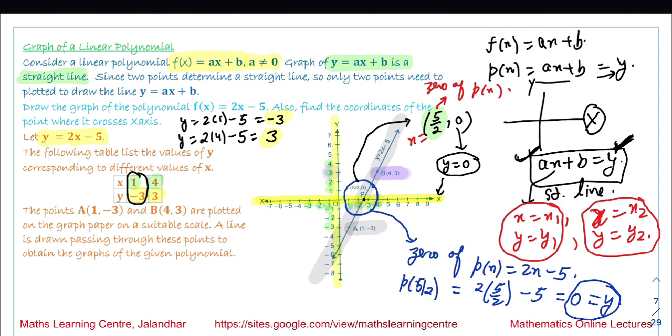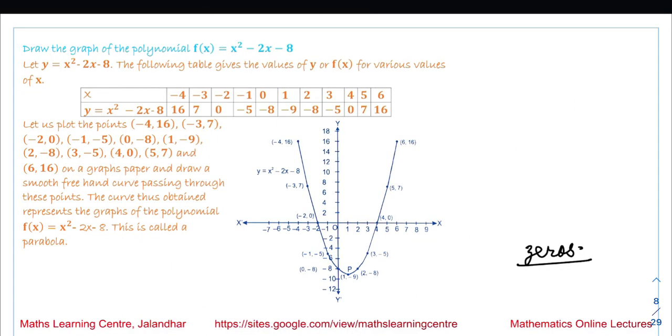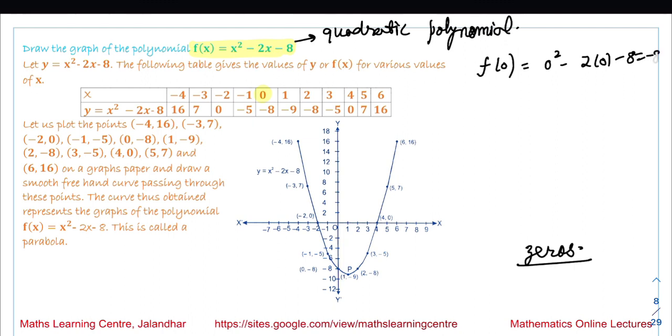Next, we have to draw the graph of the polynomial x square minus 2x minus 8. So this is not a linear polynomial. This is a quadratic polynomial. Its degree is 2. So we are finding different points corresponding to different values of x. Suppose we substitute x is equal to 0. X is equal to 0 means we are talking about the value f of 0. So the answer we will get is 0 square minus 2 into 0 minus 8, which is equal to minus 8.